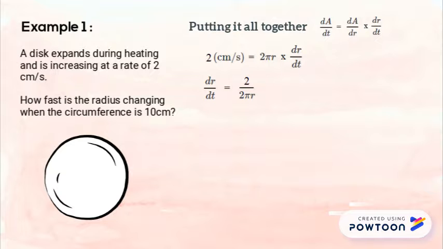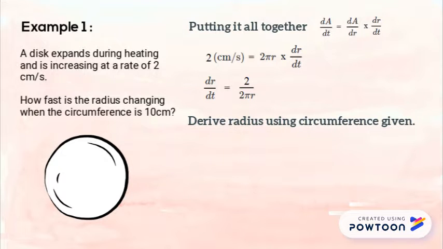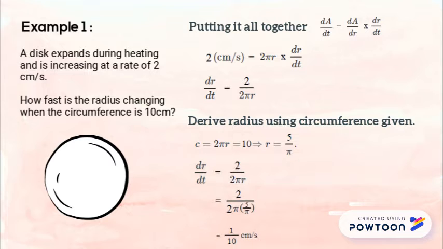When the circumference of the circle is 10 cm, the radius of the circle will be 5 over pi. By substituting the value of r, we can conclude that the radius of the disk changes at the rate of 1 over 10 cm per second.